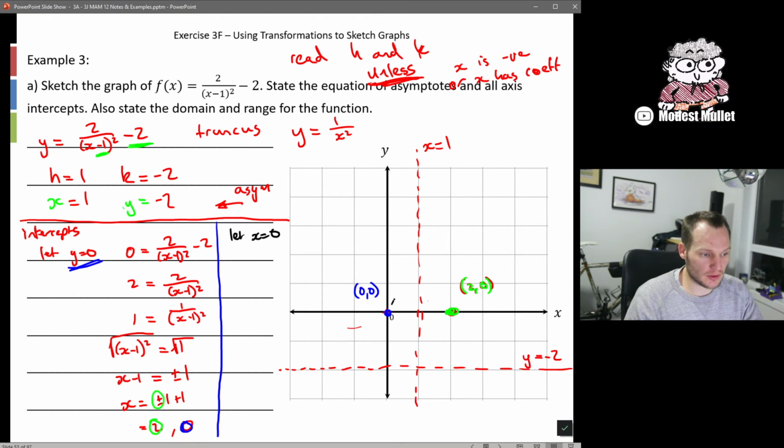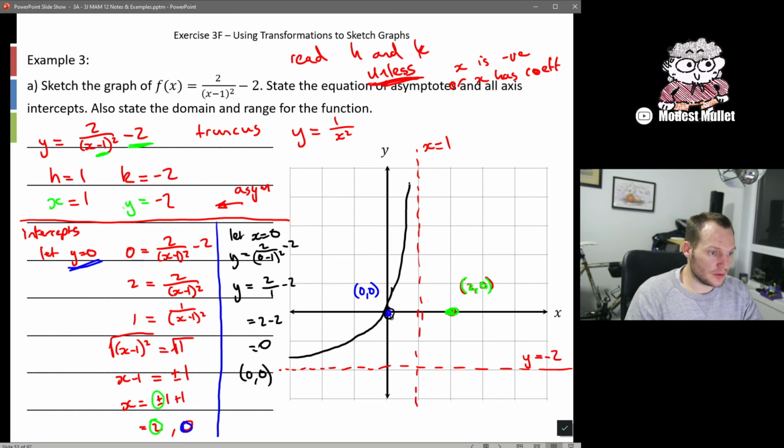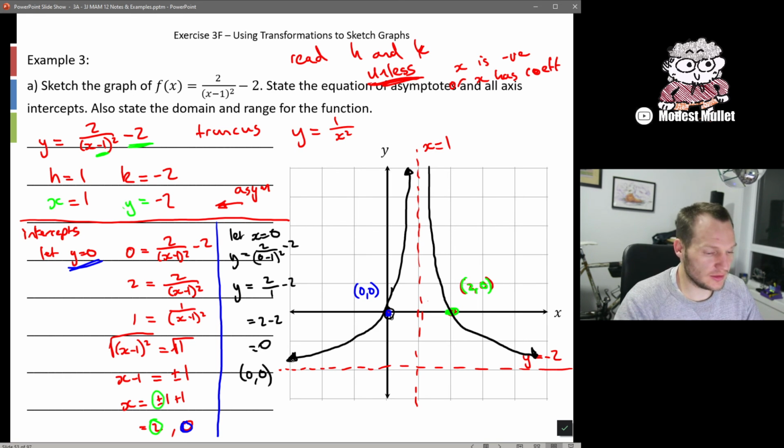I recognize straight away that this (0, 0) point is not only my x-intercept, it's also my y-intercept. But just to show you the process to find the y-intercept, we let x equal 0. We get y is equal to 2 on (0 minus 1) all squared, minus 2. We get y is equal to 2 on negative 1 all squared, which is 1, minus 2. So we get 2 take away 2, which is equal to 0. So we get that (0, 0) again, which is there. So I can now draw my truncus in, directly through the intercepts.